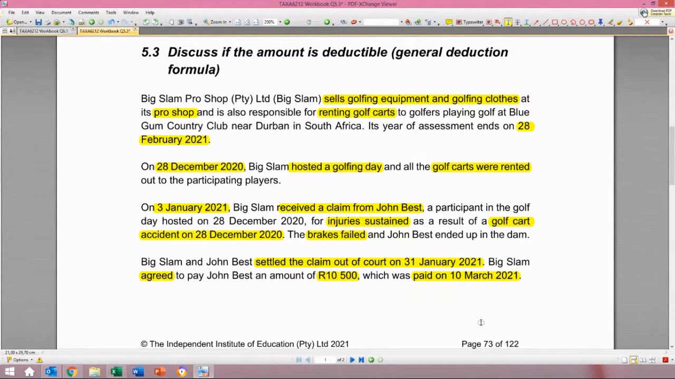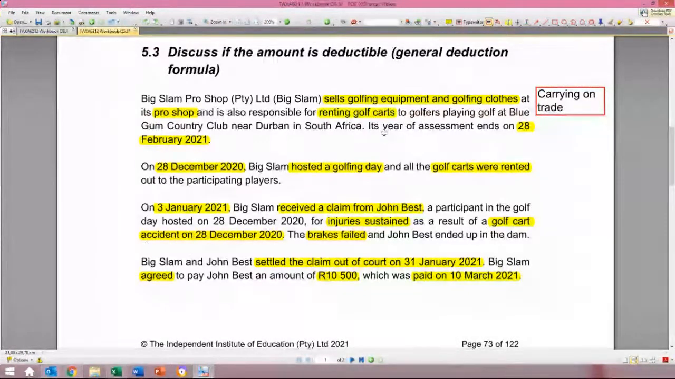Now, the type of information we need to look at is, if we look at the general deduction, we first have to see, are they actually carrying on a trade? The information here that would indicate whether they are carrying on a trade is generally in the introduction paragraph. So they are carrying on a trade because they are selling golfing equipment and golfing clothes, and they're also responsible for renting golf carts. And this is part of the pro shop. So that is the trade first.